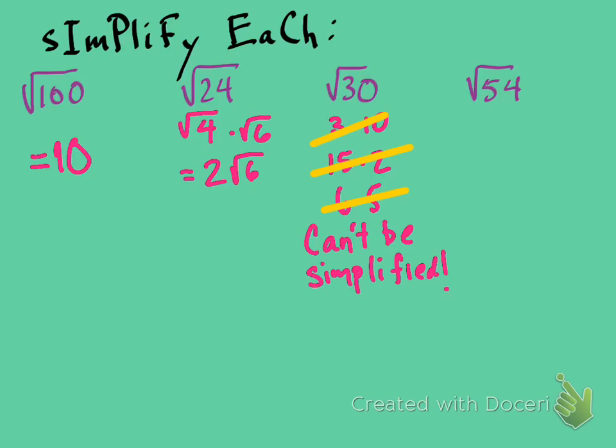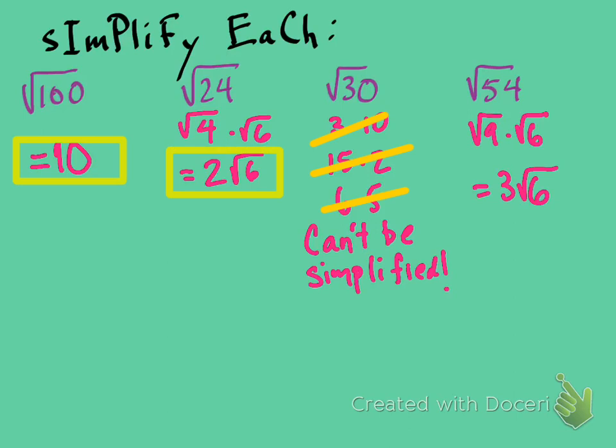You will not find a factor of 30 from that list of perfect squares that we saw a second ago, all right? Well, what about 54? 54 is 9 times 6, so you've got to remember those dusty corners of your times tables. All right, really helpful here. But that gives you 3 times the square root of 6, and those are all the simplified versions of that.